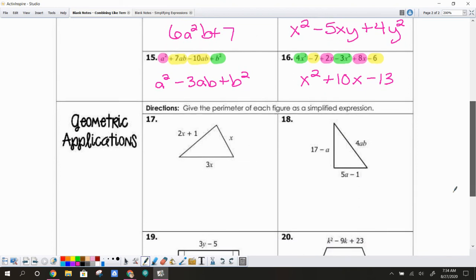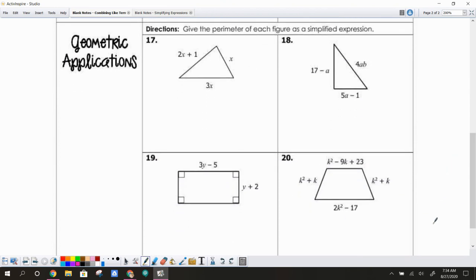Right, so geometric applications. Give the perimeter of each figure as a simplified expression. So remember, the perimeter of a figure is when you are adding up all of the sides. So all you're doing is adding up all of these numbers and then writing it as a simplified expression. So I'm going to rewrite it as 2x plus 1 plus x plus 3x.